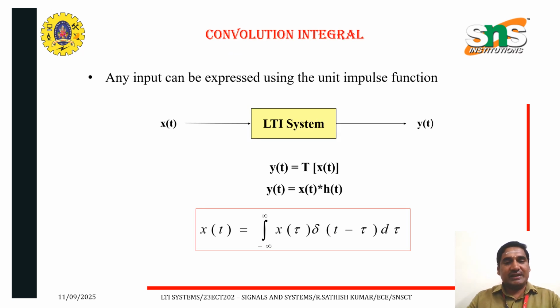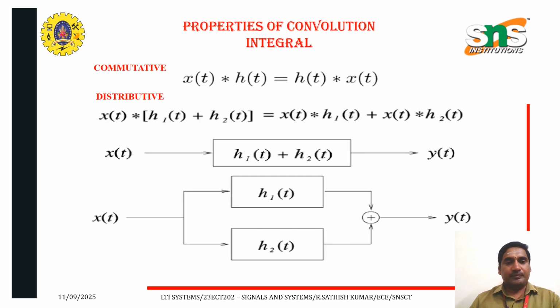Next, the convolution integral. Any input can be expressed in terms of the unit impulse function, which is nothing but the convolution integral. x of t is applied to a linear time invariant system, which produces output y of t. y of t is equal to h of t into x of t, the input function convolved with the impulse function, x of t into h of t. Therefore, x of t is equal to the integral from minus infinity to plus infinity of x of tau into delta of t minus tau d tau.